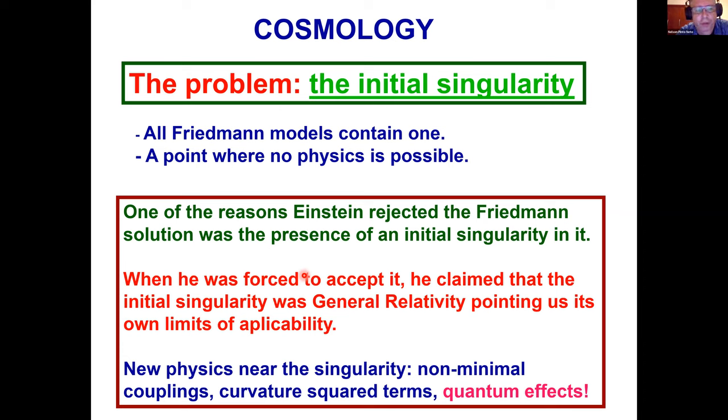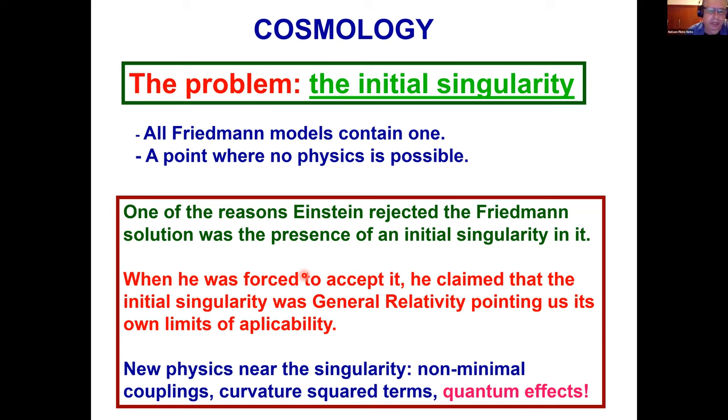So all Friedman models contain one initial singularity. If you go back to the past, the scale factor goes to zero. And if the scale factor goes to zero, all distances between all particles go to zero. And so the density goes to infinity, the curvature of space-time goes to infinity. And so this is a singularity where no physics is possible. And this was one of the reasons that Einstein rejected the Friedman solution at the beginning.